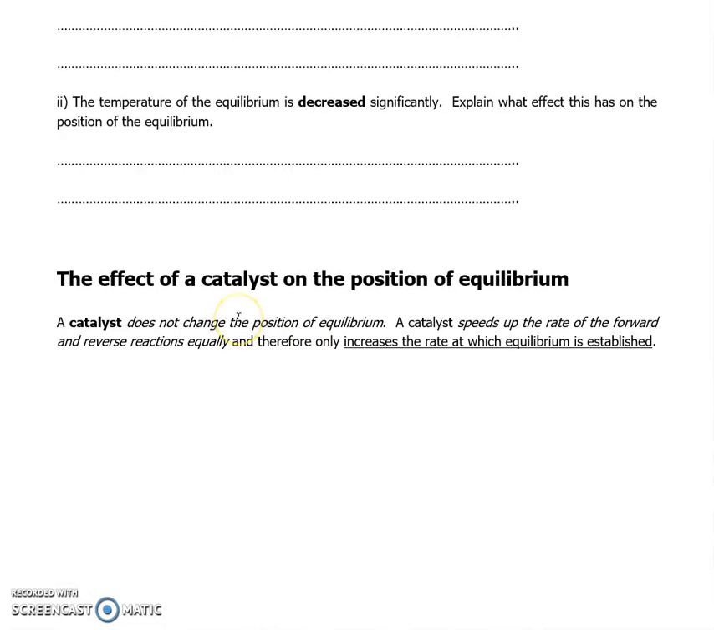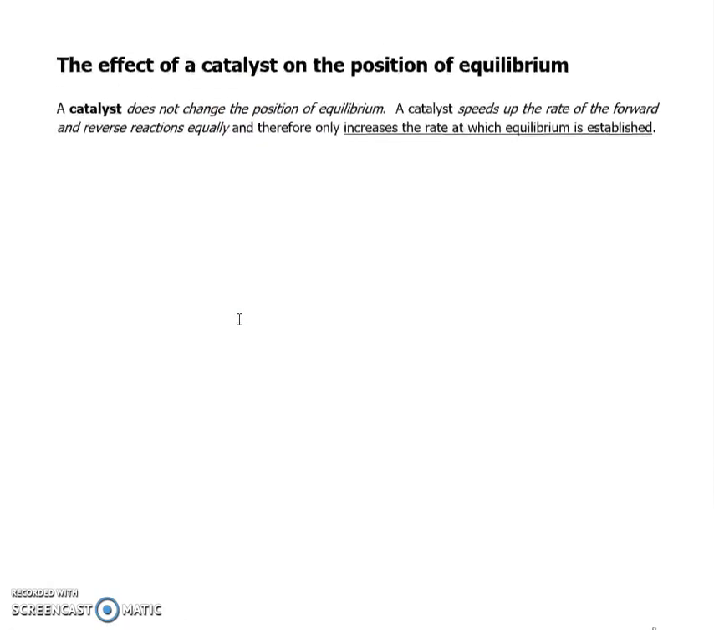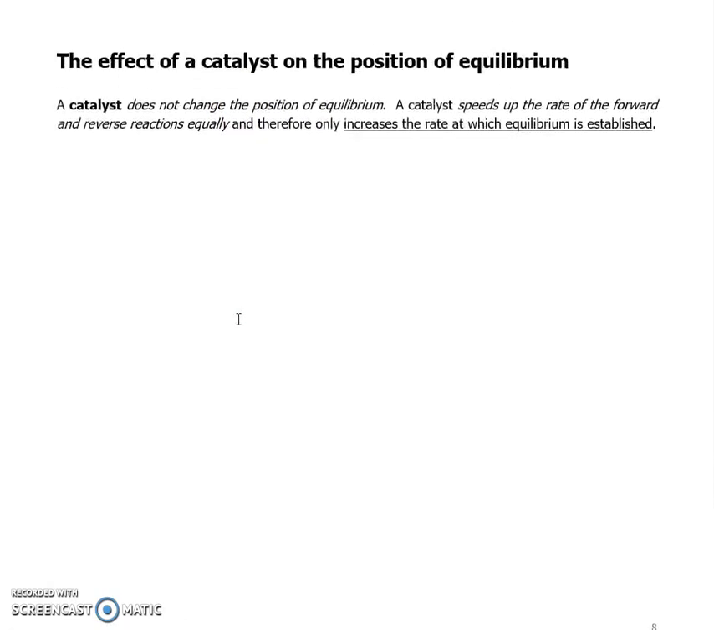Okay, and then the final thing I just want to say is this. The effect of a catalyst on the position of an equilibrium. A catalyst has no effect on the position of the equilibrium because the catalyst speeds up the rate of the forward and the reverse reactions equally. The only use of a catalyst is to increase the rate at which the equilibrium is established. So again, that's usually a banana skin question that they slip in sometimes. So don't fall for that one.